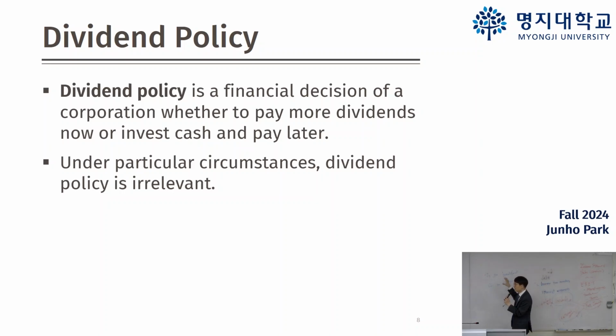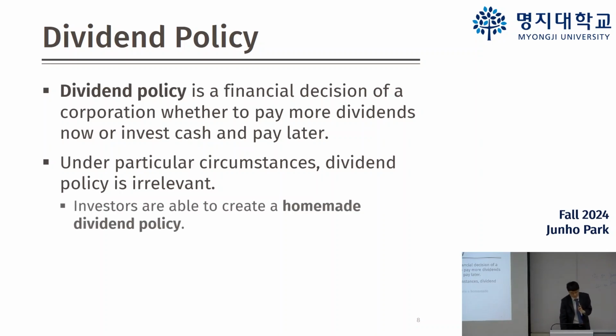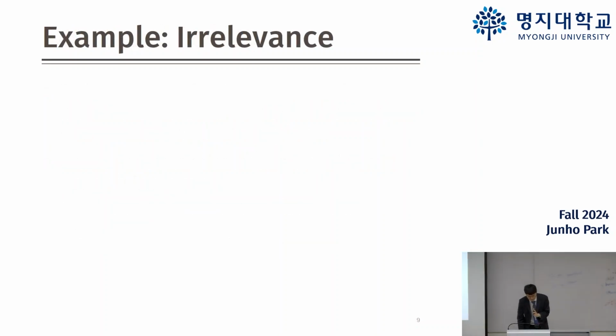So this wisdom says that it does not matter whether you get something early or later, and this is also true for the dividend policy. Whether you get more right now or whether you get later, it does not matter at all. So let me explain why this is possible.